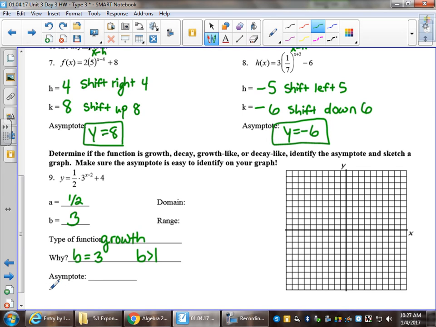Asymptote comes from K. I wasn't asked for K, but to get the asymptote, I will look for K. K is 4, so the equation of the asymptote is Y equals 4. Before we talk about domain and range, let's actually sketch our graph. So Y equals 4. 1, 2, 3, 4. There's my asymptote.